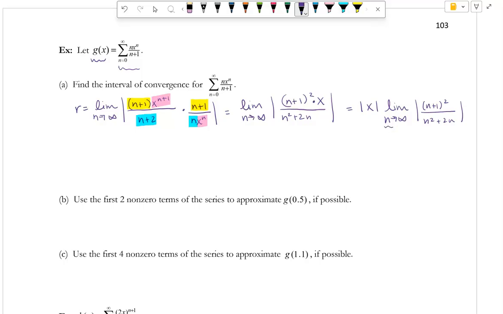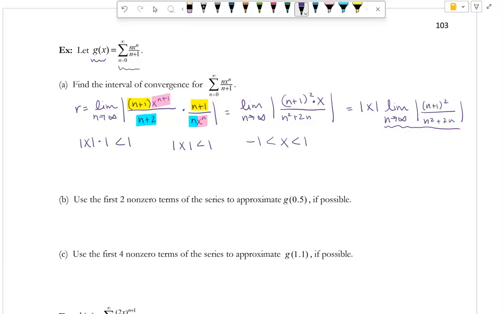When I plug in infinity for n in this limit, I have an n squared on top and an n squared on bottom, so I get 1 over 1. So really what I'm getting is the absolute value of x times 1, that's r, and that has to be less than 1. So therefore, the absolute value of x has to be less than 1. To remove the absolute value, x is less than 1 and x is greater than negative 1, because x itself could be negative.